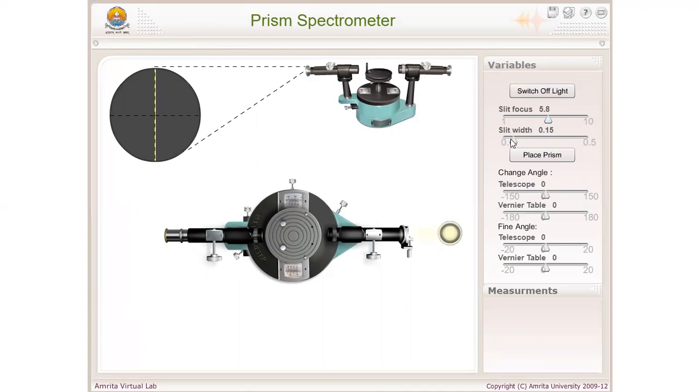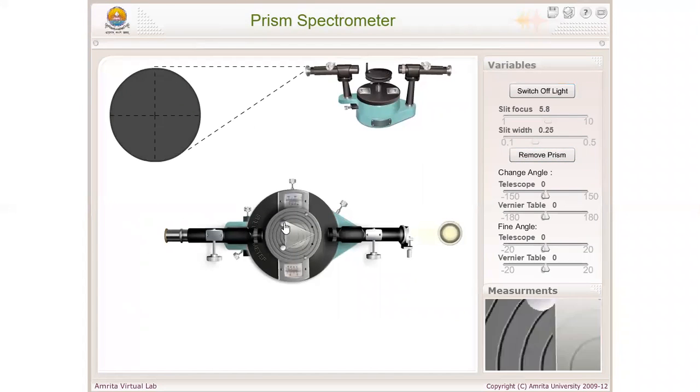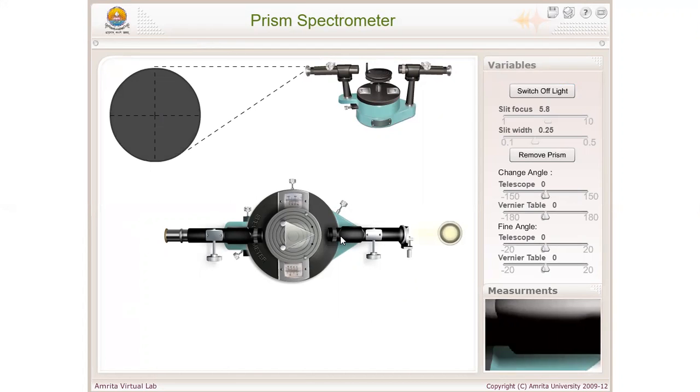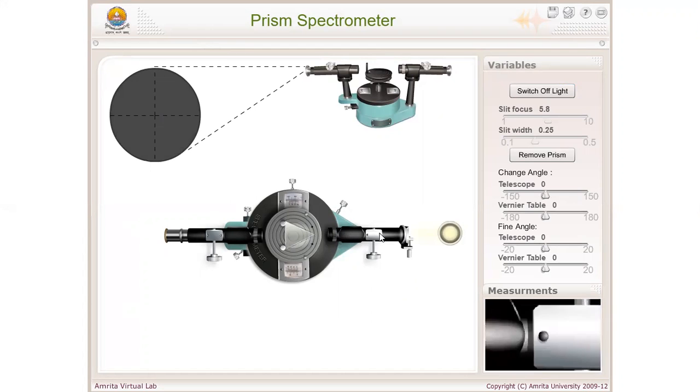The slit width can also be adjusted, but it should be taken care that the slit width should be narrow. You should get a narrow beam of light coming from the collimator. Now, after that, you have to place the prism. The prism is placed, and you can see how the prism is placed, that its refracting edge is facing the collimator, with the light coming from the collimator.